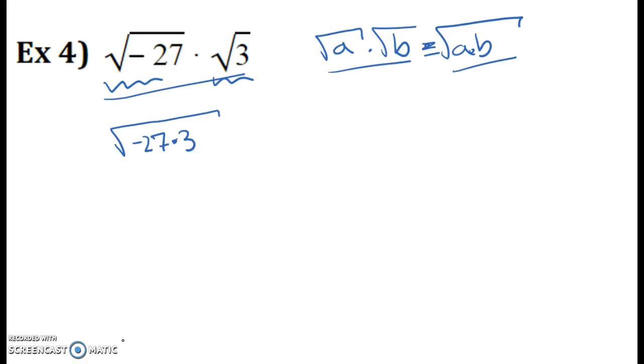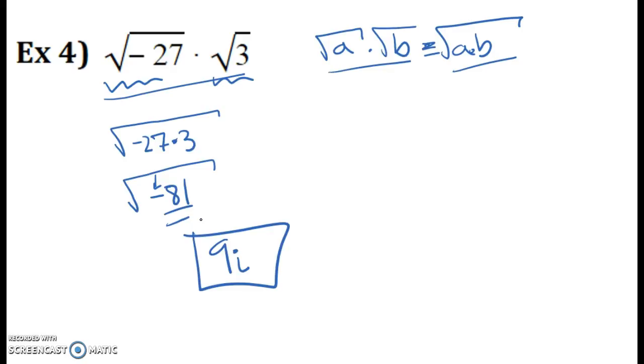So 27 times 3 is of course 81, but it's negative 27, so we have a negative 81. And oh, look at that. This ends up being an exact perfect square, except for that little negative sign there. So I'll just go ahead and square root that. And then because it was negative, I'll tack an i on there. And that's going to be my final answer. No worries.